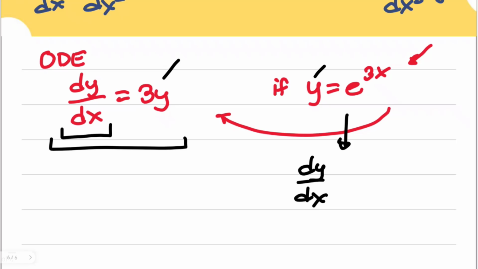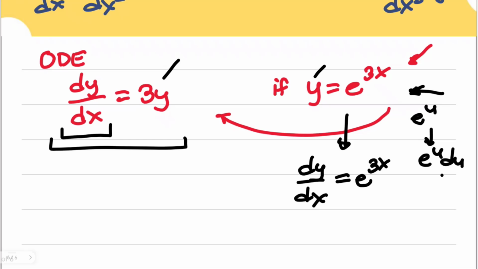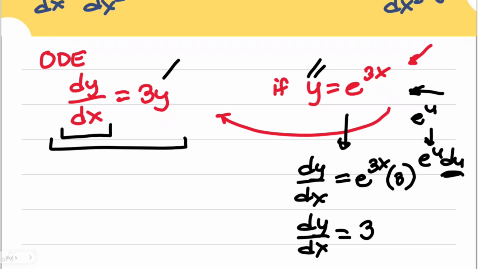So we differentiate both sides. And take note, this is an exponential function. How do we differentiate e to the power of u? It's e to the power of u times du. So it's itself, e to the power of 3x, times the derivative of the exponent, which is 3. In short, the first order derivative of y with respect to x for this given function is 3e to the power of 3x. Now we have y for this, and we also have the first order derivative.